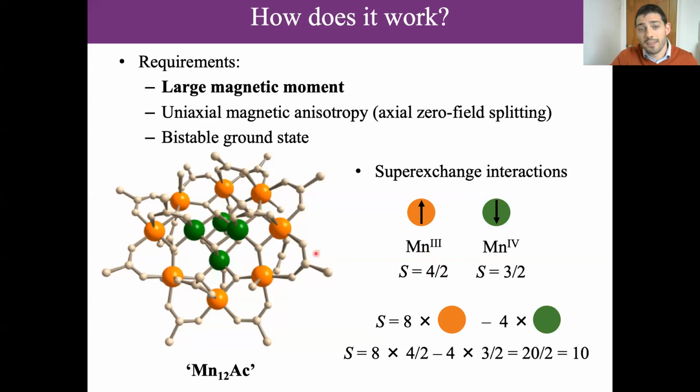And loosely speaking, the outer set are ferromagnetically coupled with each other, and the inner set are ferromagnetically coupled with each other. But between the two, there's antiferromagnetic coupling. So if you do all the vector sums for your spins, you get a total spin ground state of 10. And that's where the large magnetic moment of this molecule is coming from.